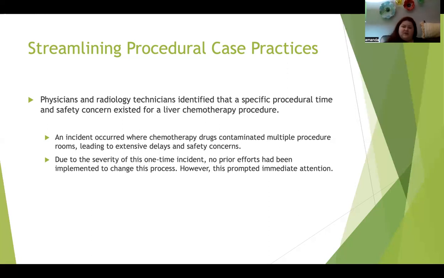So due to the severity of this one-time incident, Lean or Six Sigma procedures had never been brought into interventional radiology. So no prior efforts had been implemented previously to change our processes, because they had seemed efficient up to that point. So with this coming about, it prompted the immediate attention that was needed to see where a breakdown occurred and what could be streamlined.